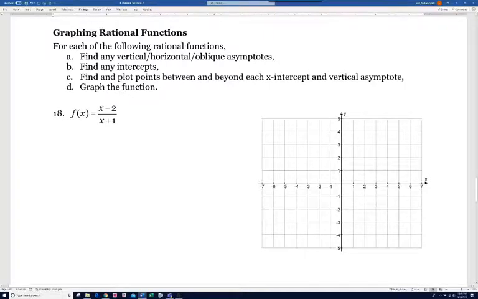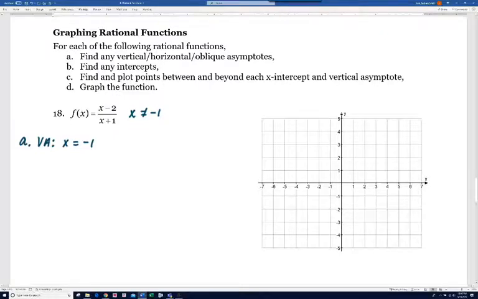So basically we're looking at the regions separated by the vertical asymptotes. And then finally we'll draw the graph. So on number 18, the first thing I notice here is x can't be -1. That's my restricted value. And so for part A, my vertical asymptote is going to be at x equals -1.